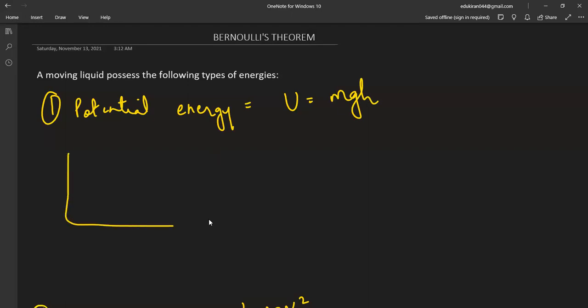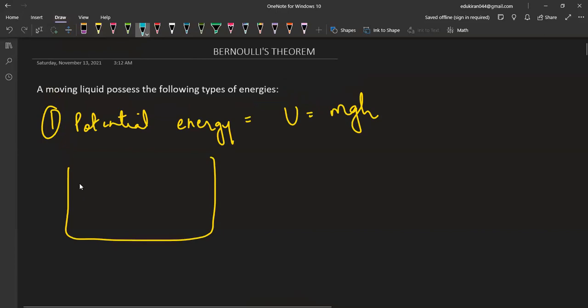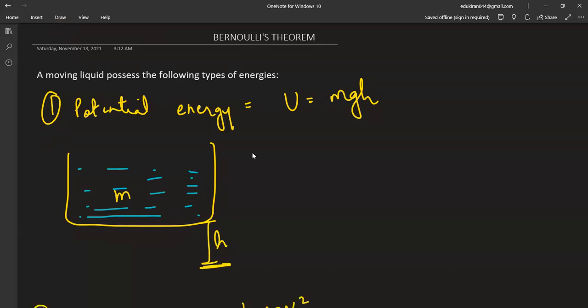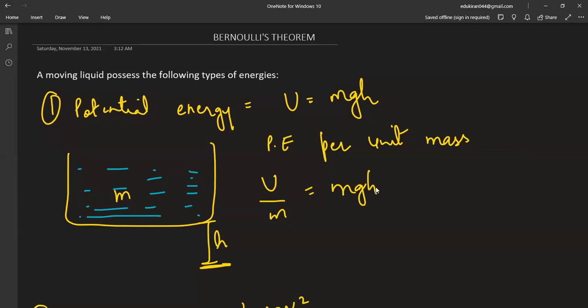Now see, suppose this is a container. This container is filled with fluid. Mass is m, and this is raised from the ground by height h. Ground is this. All right. Now see, what is the potential energy per unit mass? Why are we studying this separately? Because when we combine the entire Bernoulli's theorem, we'll be using it. So potential energy per unit mass will be mgh divided by m. So m will be cancelled, which is equal to gh.